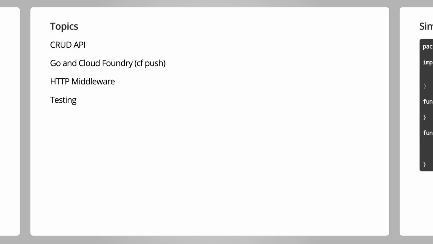Let's quickly look at the topics that I would like to look into today. First, I would like to look into how to build a simple CRUD API, just to give you a feeling of the language and show you how easy it is to build these simple CRUD APIs. Then we will see how you can deploy Go to Cloud Foundry.